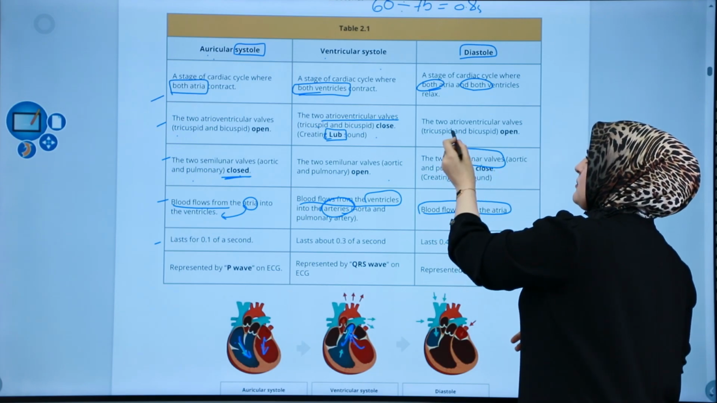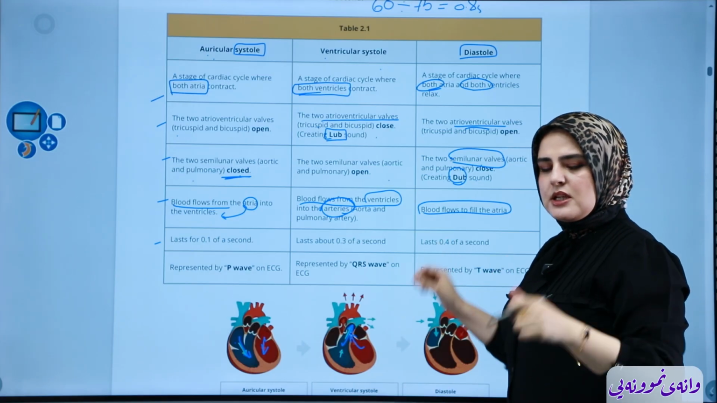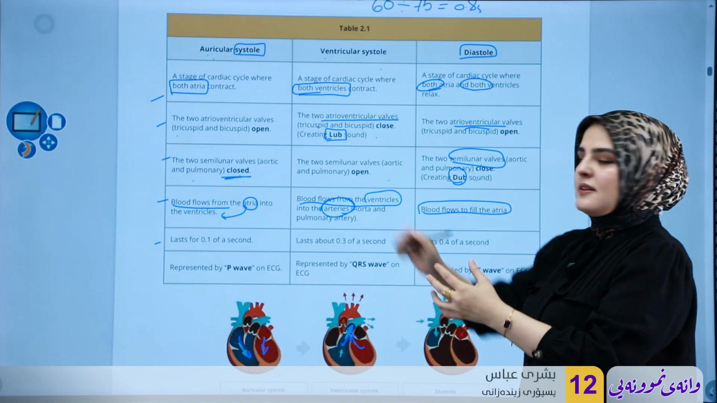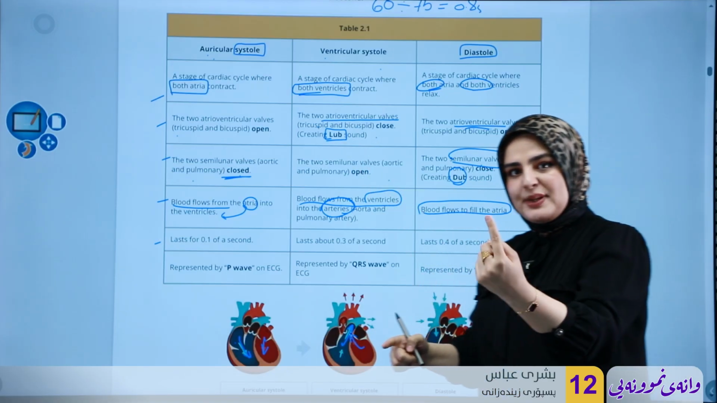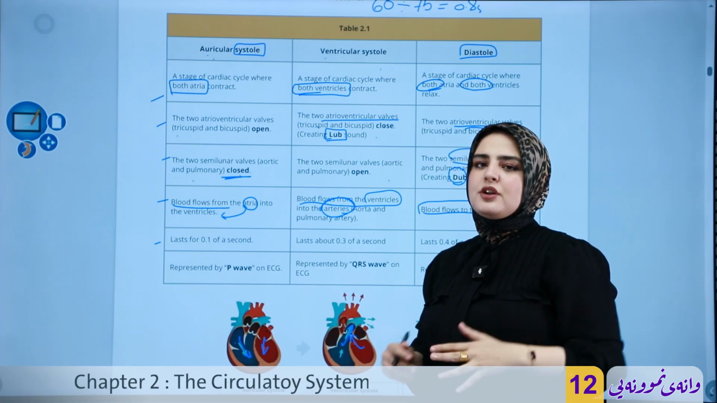At the same time, the atrioventricular valves are opened. That's it. It takes about 0.4 seconds. So the whole thing happens. These 3 stages make up one beating of the heart. It's 0.8 seconds, and it's one cardiac cycle.